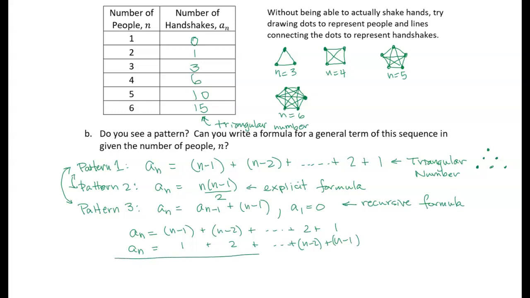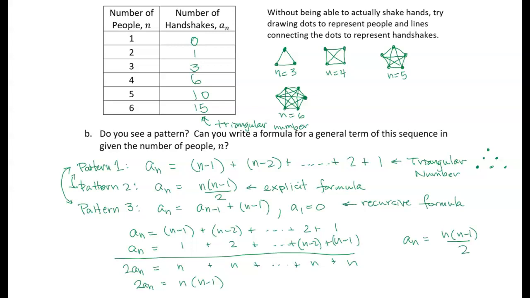Now, if we take those two equations and add them together, a sub n plus a sub n is 2a sub n, right? n minus 1 plus 1 is n, n minus 2 plus 2 is n, and so on. 2 plus n minus 2 is n. 1 plus n minus 1 is n. So essentially we get a string of n plus n plus n plus n, right? And how many of those n's do we have? It's the number of terms in the sequence, in this case n minus 1. So we get 2a sub n is equal to n times n minus 1. If we divide both sides by 2, we get a sub n is equal to n times n minus 1 over 2.